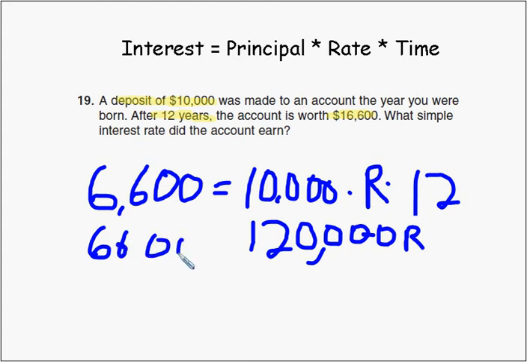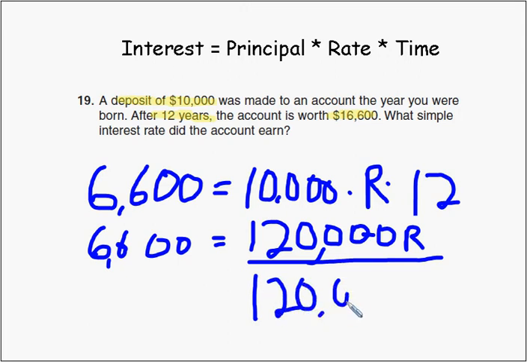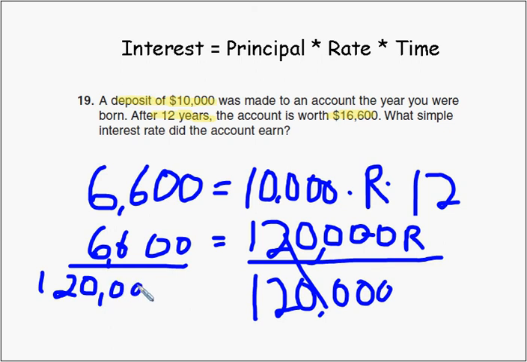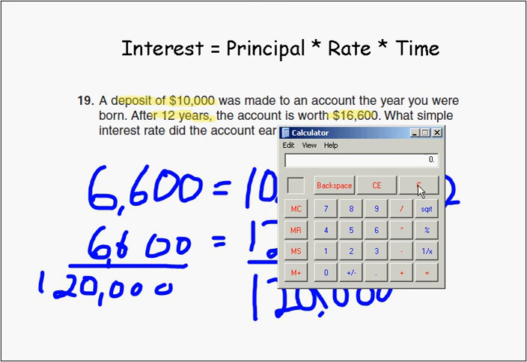6,600 equals 120,000 R. So to isolate the R, I need to divide each side by 120,000. That equals 6,600 divided by 120,000. So I'll use my calculator. So 6,600 divided by 120,000.